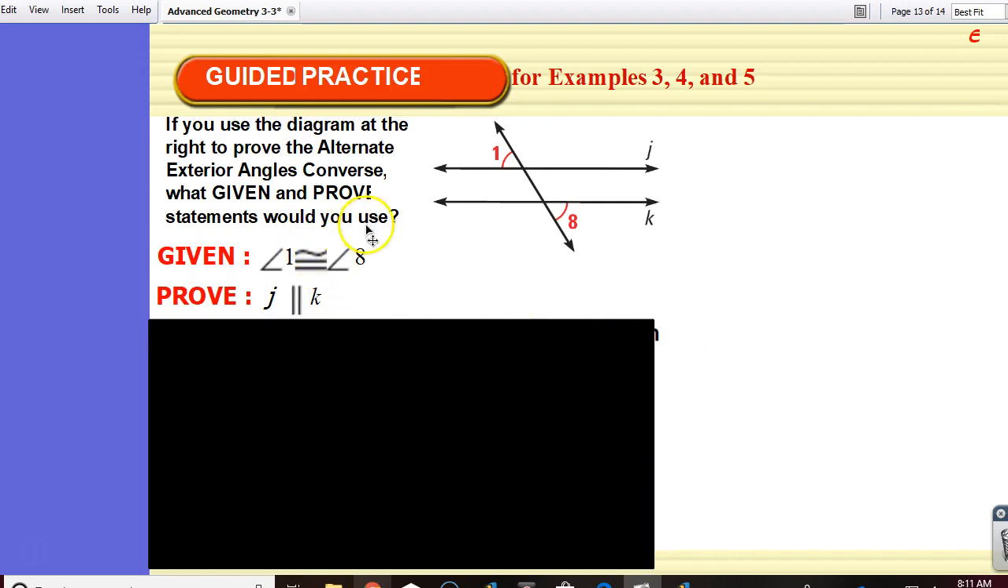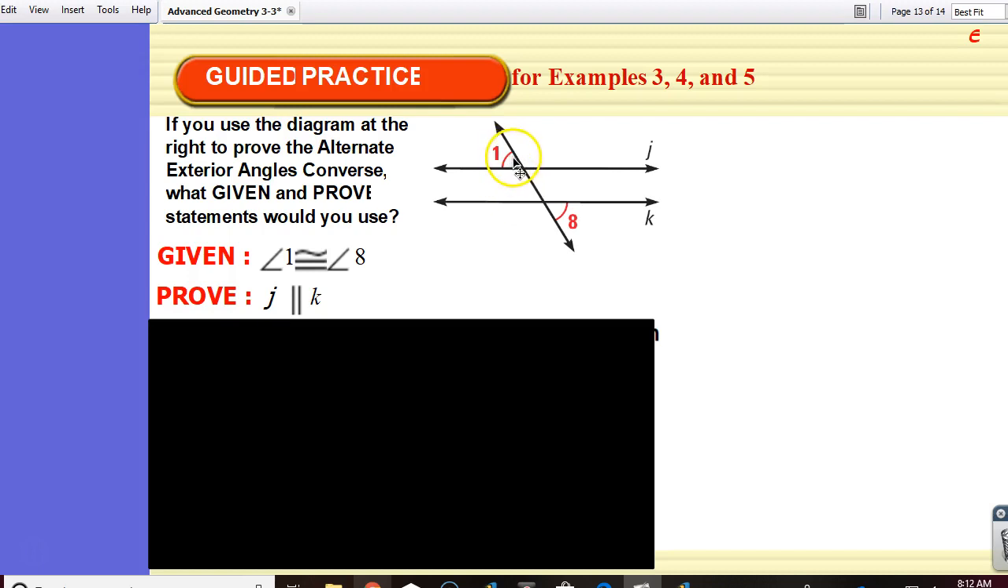Okay, so let's do this problem like that. So if these are parallel and they gave you that these are equal and they want you to prove the alternate exterior angles converse, we would actually have to know more information, and they didn't give us any extra information. So I would go as far as to say that this problem is flawed.